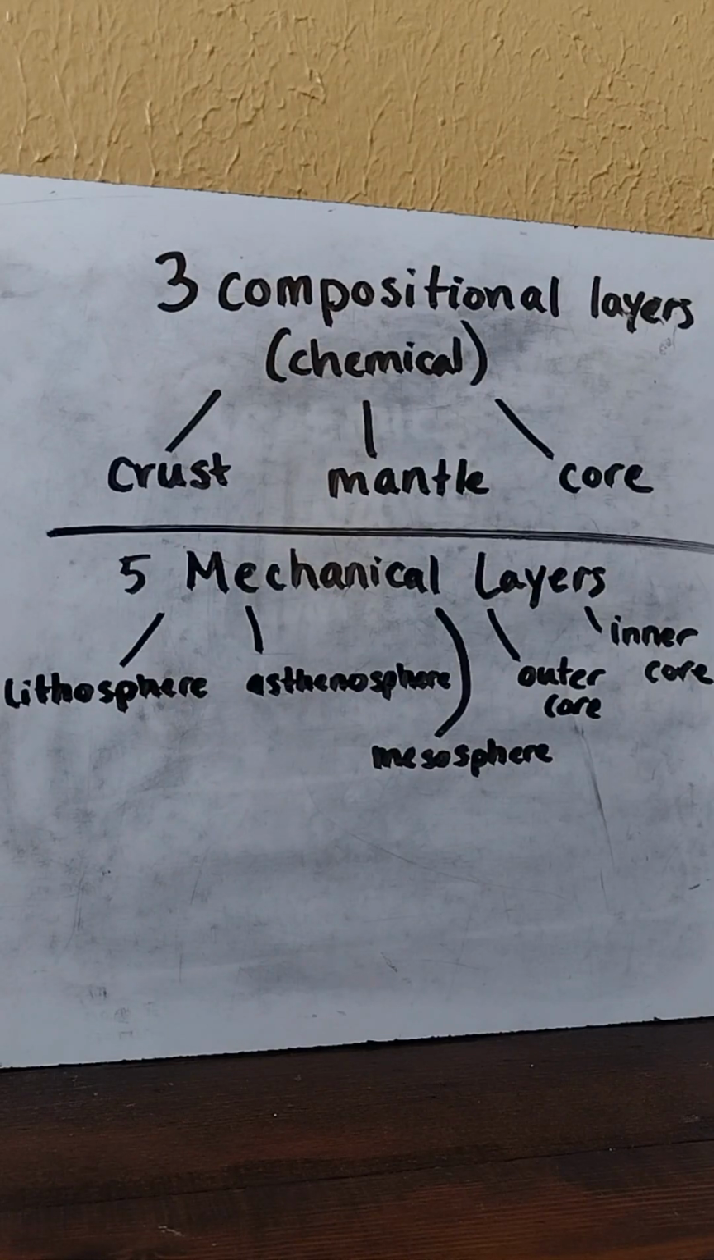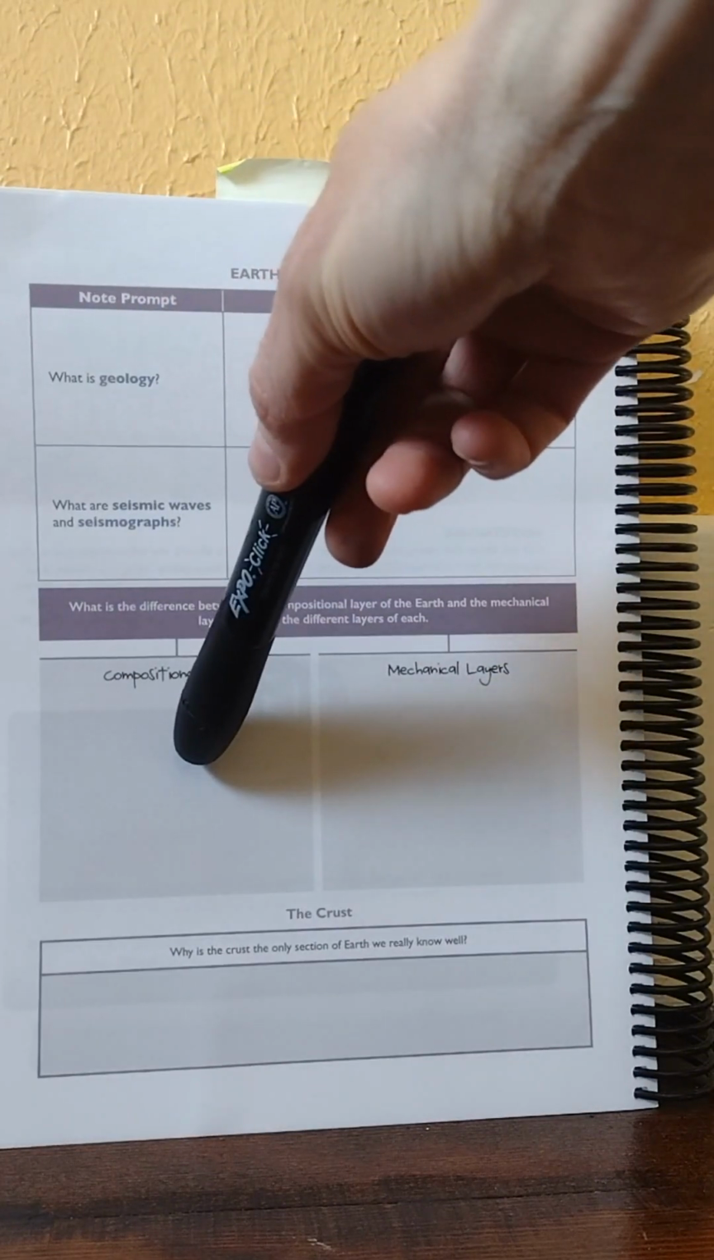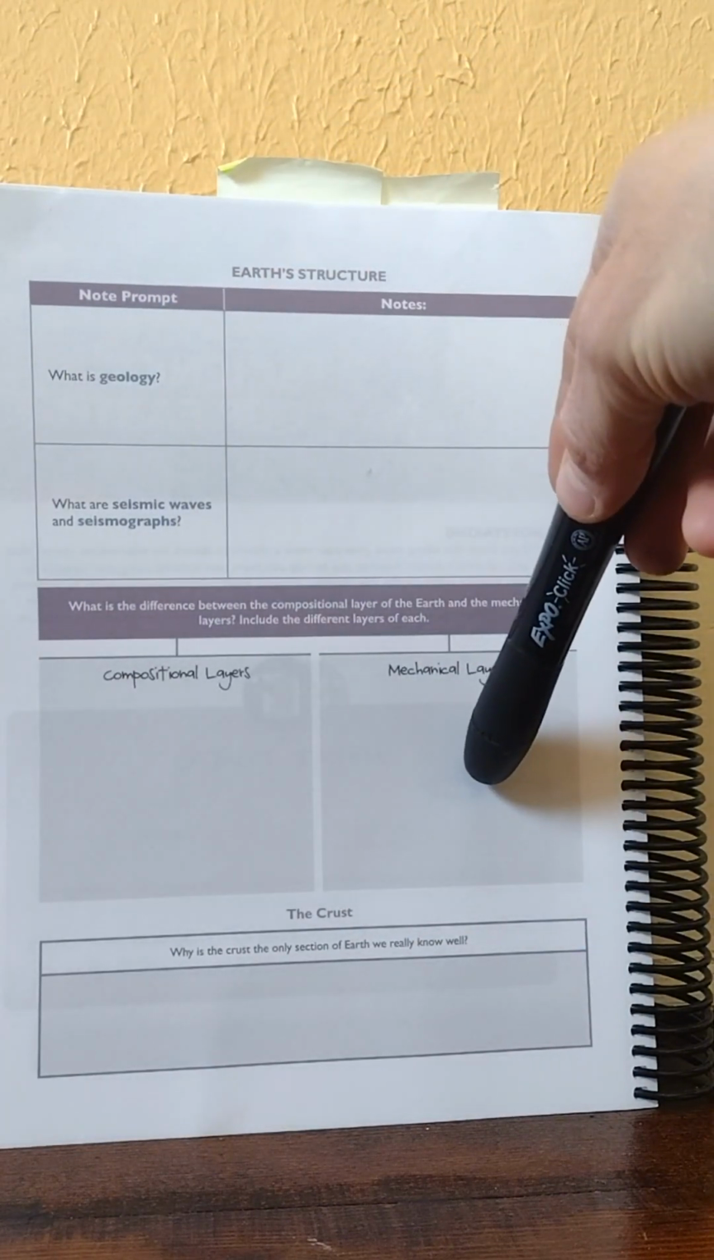The 5 mechanical layers that scientists have divided our Earth up into are the lithosphere, the asthenosphere, the mesosphere, and then the outer core and the inner core. I want you to pause the video and write those down. Write down the 3 compositional layers and the 5 mechanical layers.